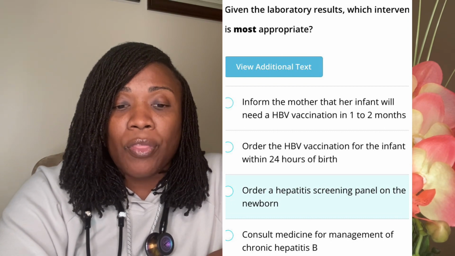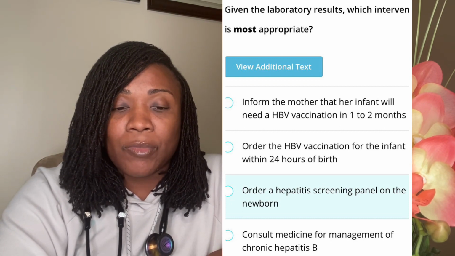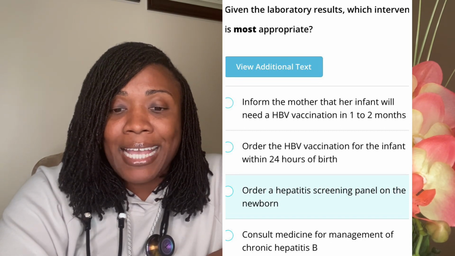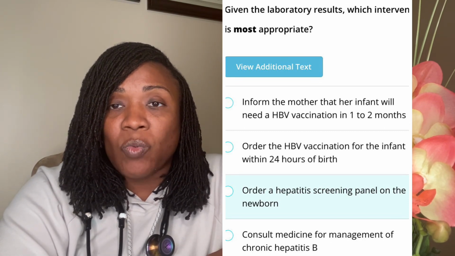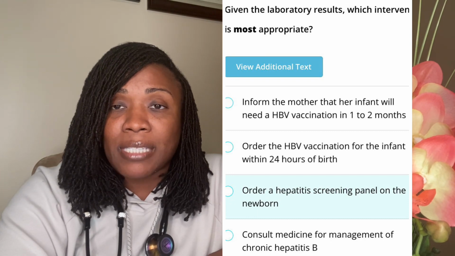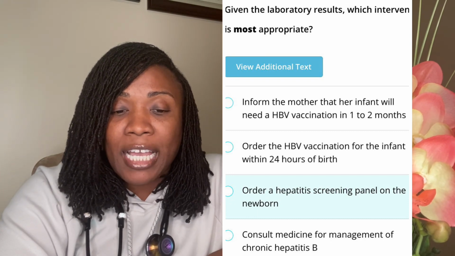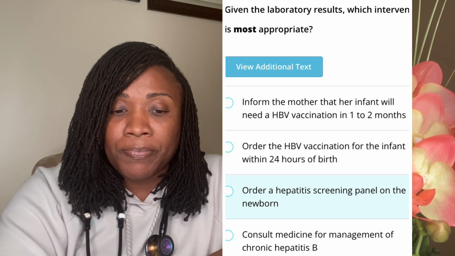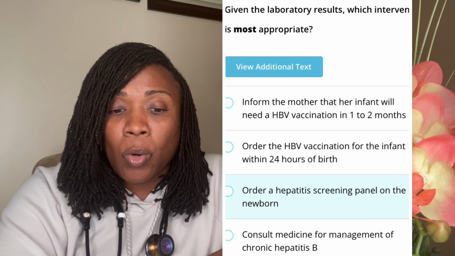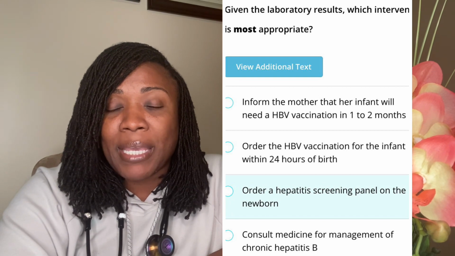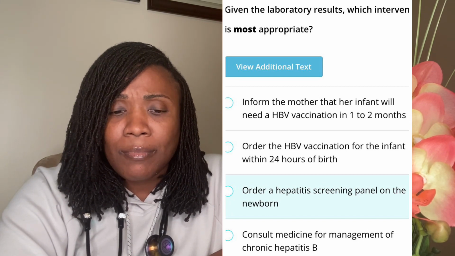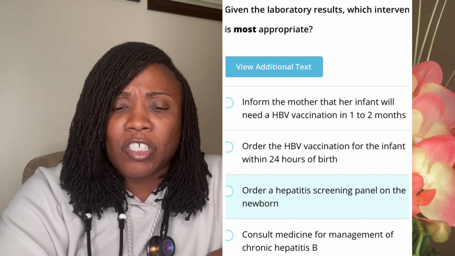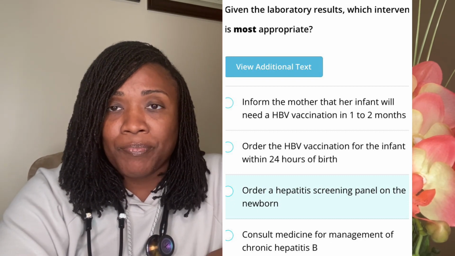So the first option says to inform the mother that her infant will need a HBV vaccination in 1 to 2 months. The second option is order the HBV vaccination for the infant within 24 hours of birth. The third option is order a hepatitis screening panel on the newborn. And the fourth option says to consult medicine for management of chronic hepatitis B.